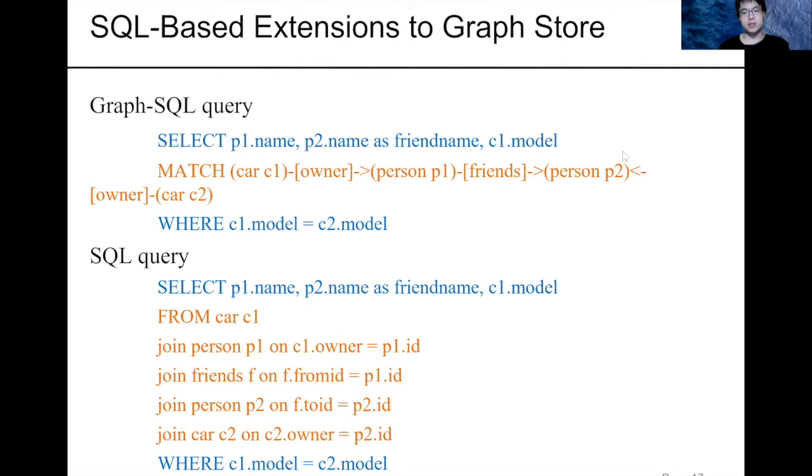We can see the example shown on the page. This is graph data in which there is a friend relationship between people and an owner relationship between people and cars. We hope to find all people who have cars and who have friends with cars of the same model. We can see from the page that GraphSQL is more efficient.